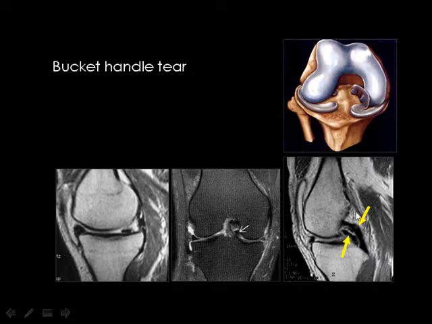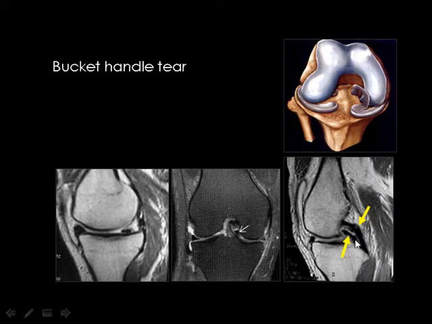And you got this sign which is known as double PCL sign. Double posterior cruciate ligament sign. As if there are two posterior cruciate. One is the original and the other represents the missing meniscal fragment.